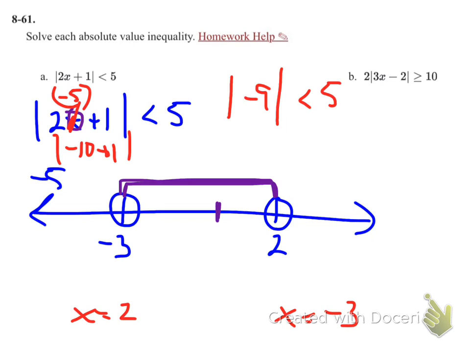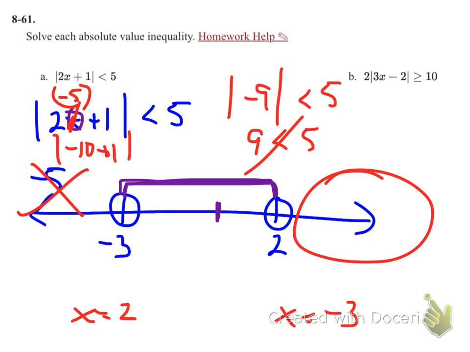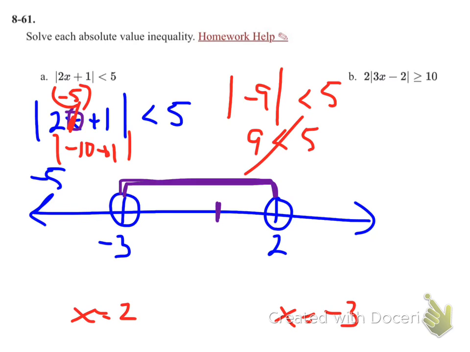Is that less than 5? Well, the absolute value of negative 9 is less than 5. That is not true, which means I do not shade to the left of negative 3. The same thing should happen if I would check a number over here. It would have given me an inequality that would not work. So now my answer to this problem is going to be negative 3 is less than x, which is less than 2.